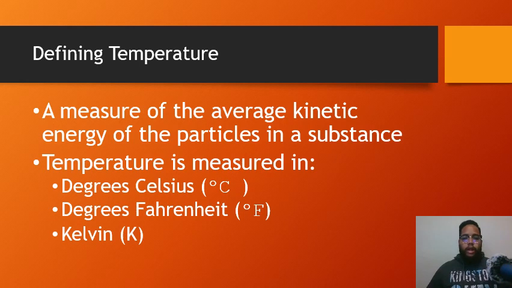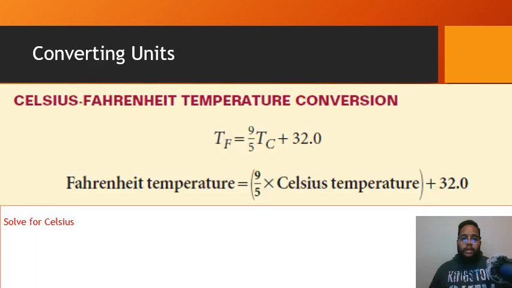We're going to look at all three units of measure, and you're going to have to be able to convert from one unit to the other. Now, as these particles move faster and faster, that's how something feels hot. And when the particles are moving slower, that's when something feels cold.